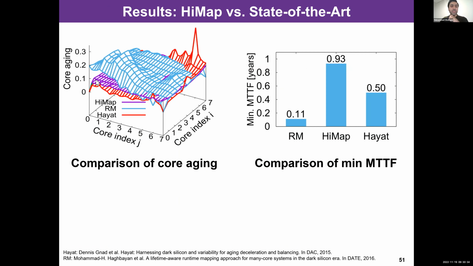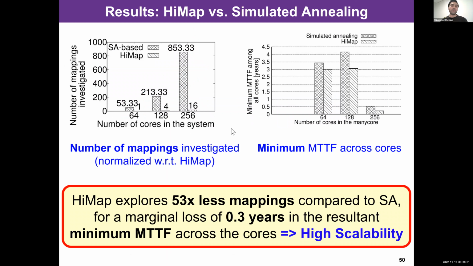And you can see here that the purple graph, which is HiMap, has a much more balanced aging profile compared to, for example, the runtime mapping approach with the contiguous one. And HiMap also gives you the minimum MTTF compared to both approaches. Now, it is important to notice that when we are solving the optimal problem, for example, using simulated annealing, HiMap is still much faster because it follows a divide and conquer policy. So it's close to a greedy approach, and it is highly scalable in these scenarios.